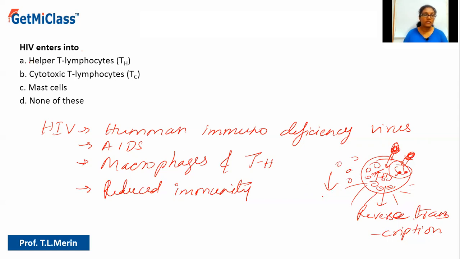Okay, so let us see. Option A says helper T cells. That is absolutely right. So these are a type of lymphocytes. You have basically B lymphocytes and T lymphocytes. Among T lymphocytes, you have again different types, like helper T cells and cytotoxic T cells. But HIV will mainly attack helper T cells because these have receptors for HIV. So that is why they attack these.